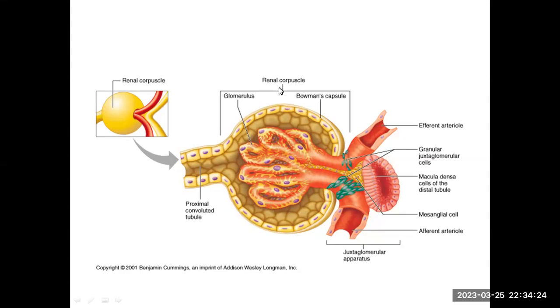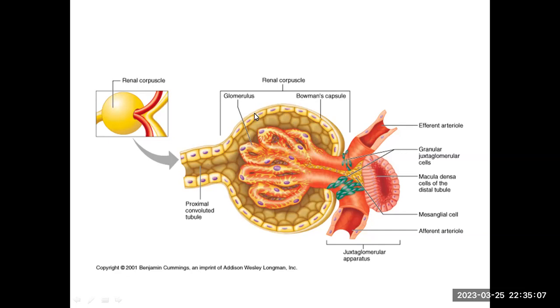The glomerulus is also called the renal corpuscle. The renal corpuscle consists of the glomerulus and the Bowman's capsule, which encloses the glomerulus. When you look at the structure of the glomerulus, you will find a tuft of capillaries. These are glomerular capillaries. Here we have the afferent arteriole, which is the input of blood into the glomerulus. Then we have the efferent arteriole, which is the output of the blood from the glomerulus. The glomerular capillaries are enclosed within a special capsule called Bowman's capsule.